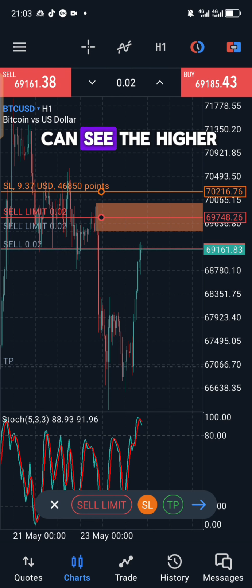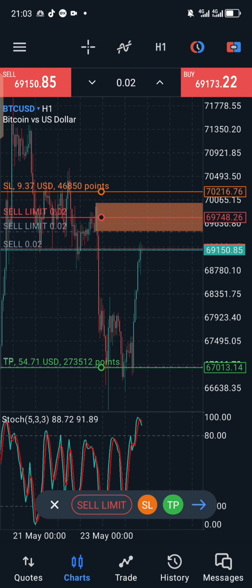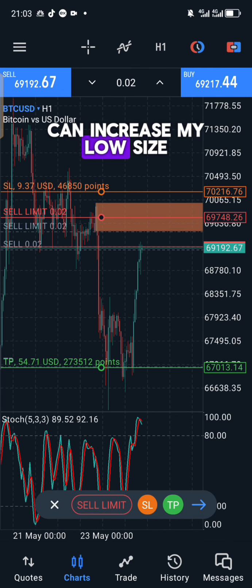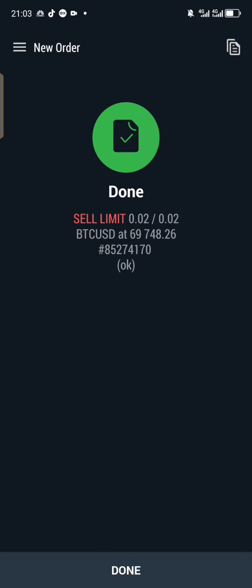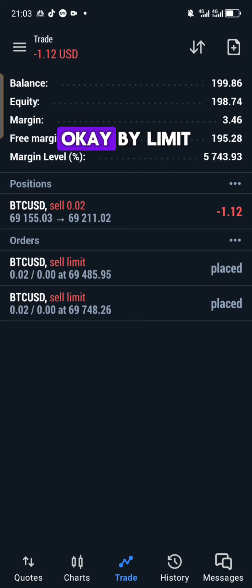So as you can see, the higher the pending order, the smaller the stop loss, which means I can increase my lot size. So now I'll just place my sell limit, activate. My sell limit is activated. You see the orders are open. Buy limit, sell limit.